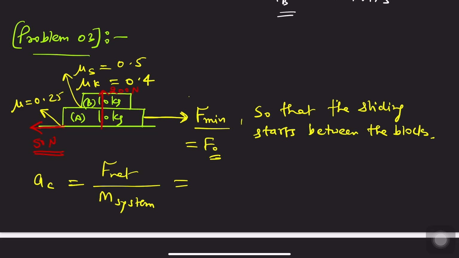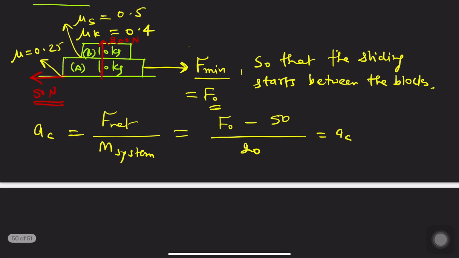So I will write like this: F naught minus 50, divided by the mass of the system, that is 20. This is your A common. Let it be this way only.